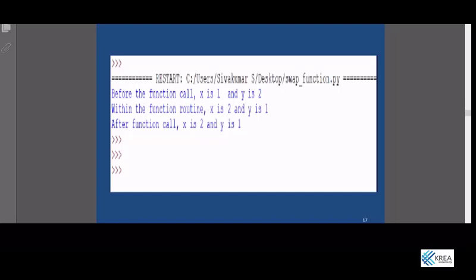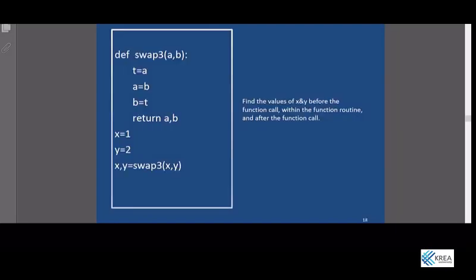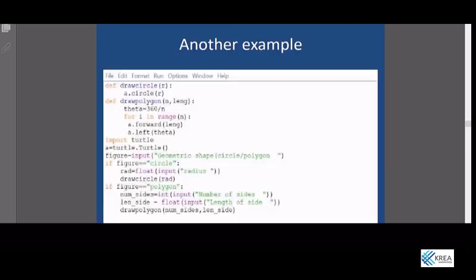So here is the result. Before the function call, it is 1 and 2. Within the routine, it is 2 and 1. And after the function call, you see it is exactly the same as what we have within the function routine. So this way we can actually change the values of these variables x and y, which are outside the function. So this is a simple exercise for you. You can try it when you have time.